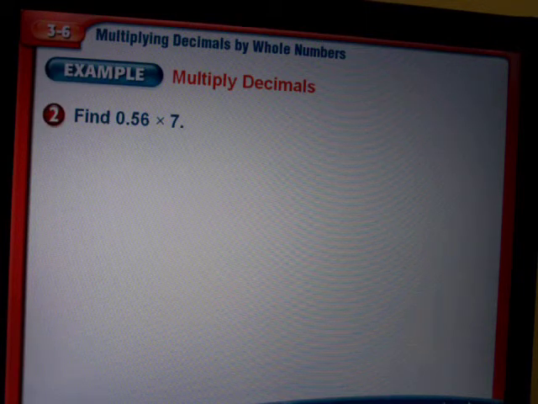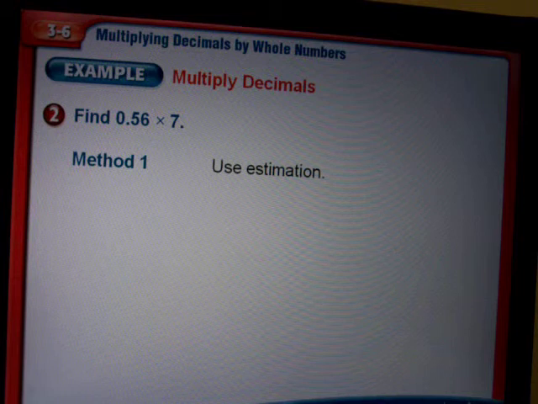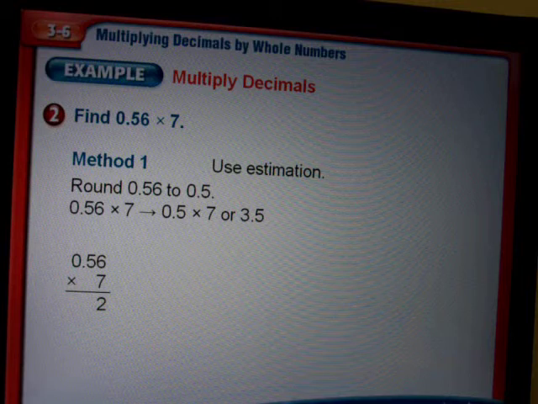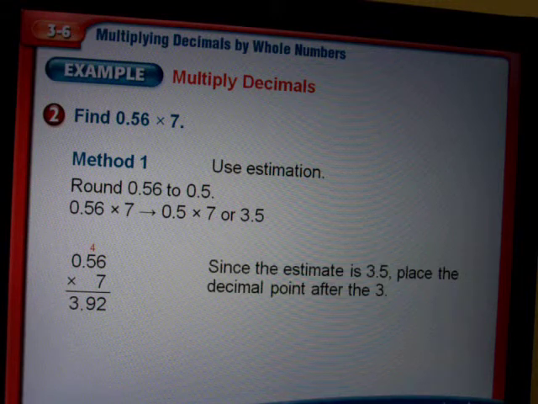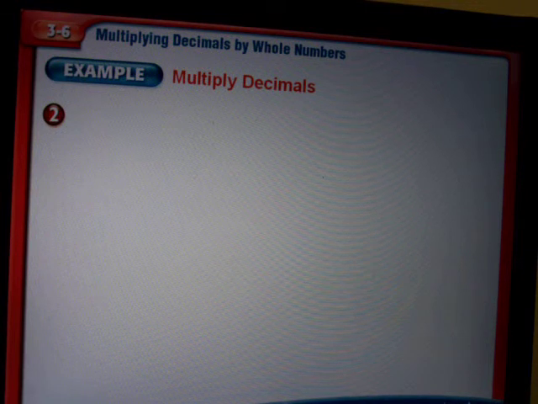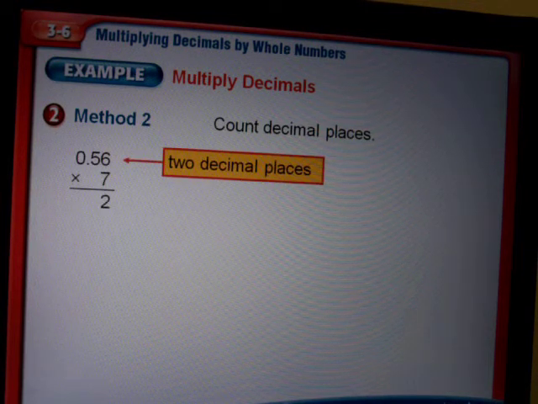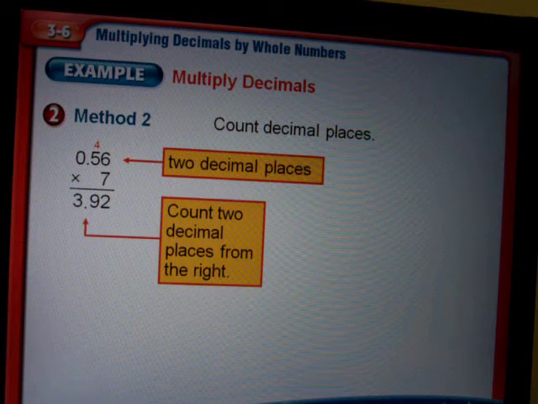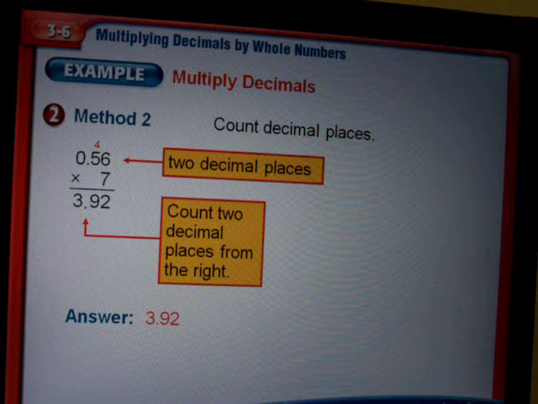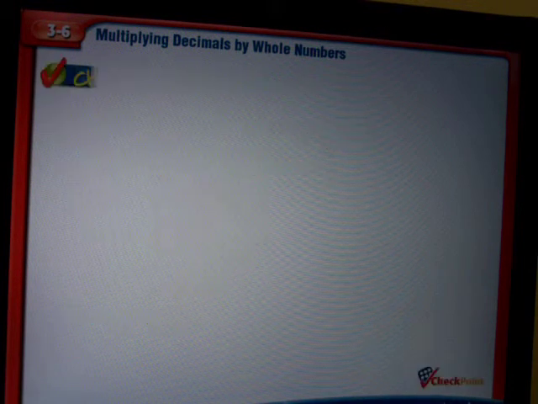So now we're going to find 56/100 times 7. So we can either use estimation, so that we know it's about 3.5, and then when we multiply through using the algorithm, it ends up being 3 92/100. Or we can count decimal places, still go through the same algorithm, and we still end up with the same answer. So whether you use estimation to find where your decimal place goes, or you use counting of your decimal places, you still end up with the same answer.